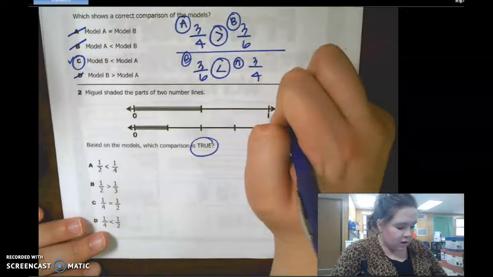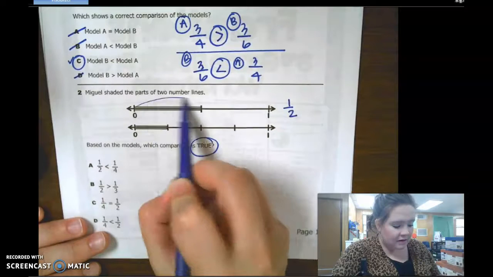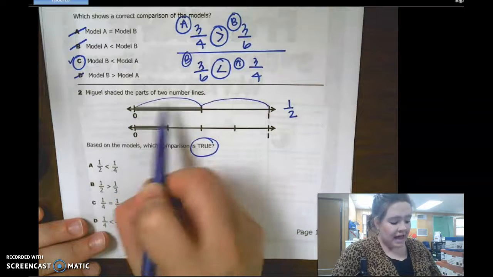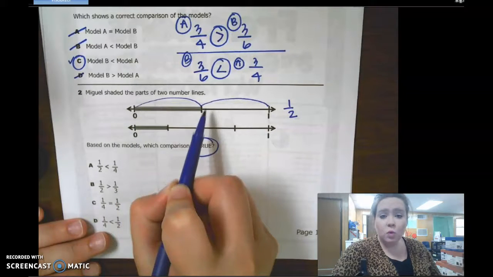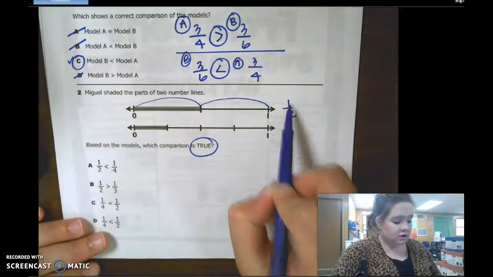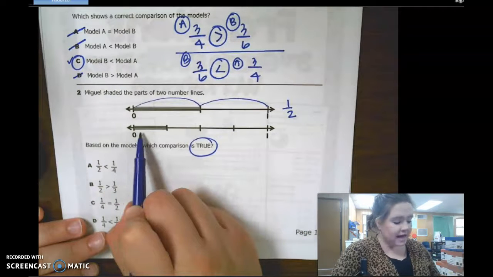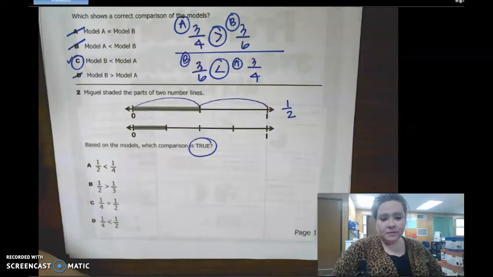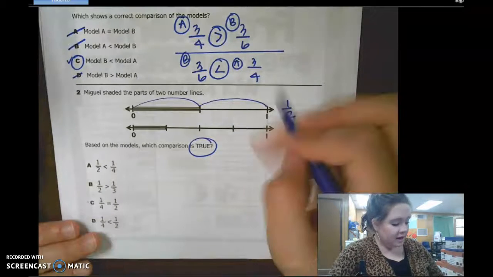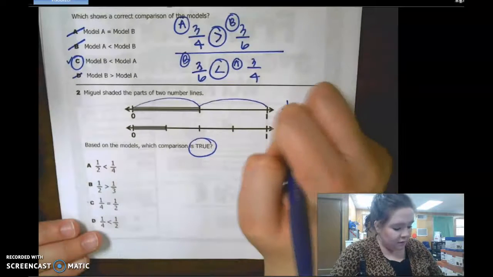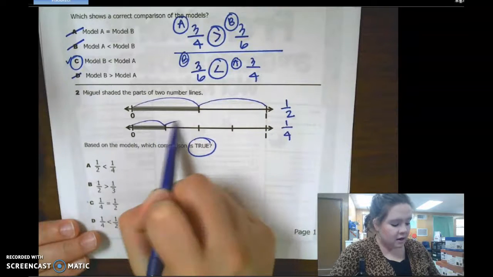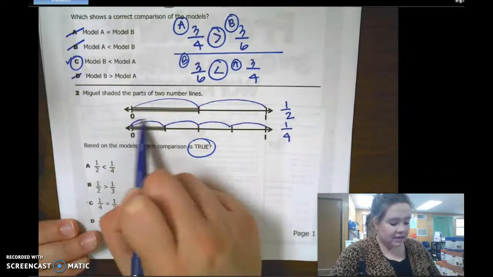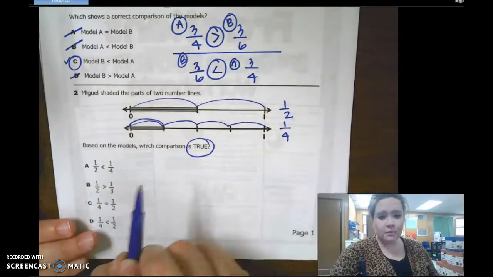Good. 1/2. And you know that because you have 2 sections. All right, that's your denominator. And the shading stops 1 section after 0. So that's your numerator. Okay? What is our fraction in this second number line? Good. It is 1/4. And you know that because you have 1, 2, 3, 4 sections, and your shading stops 1 section after 0. Okay?